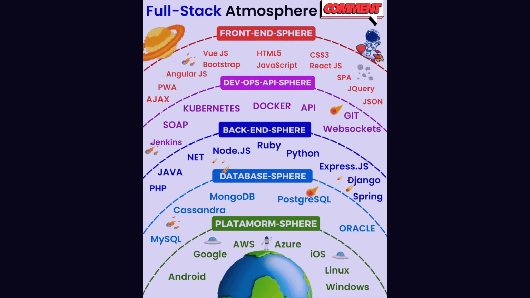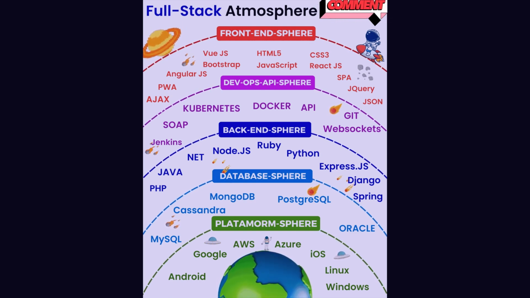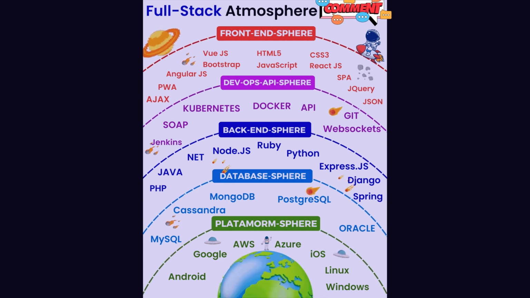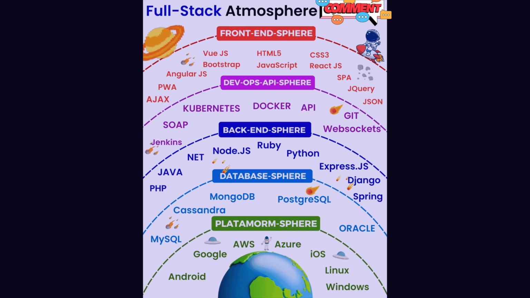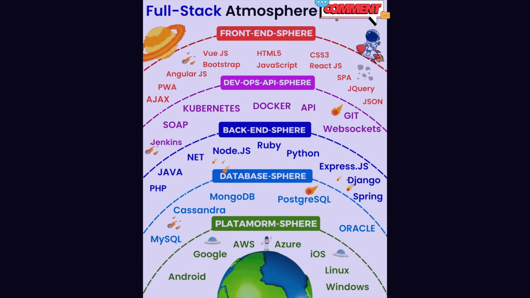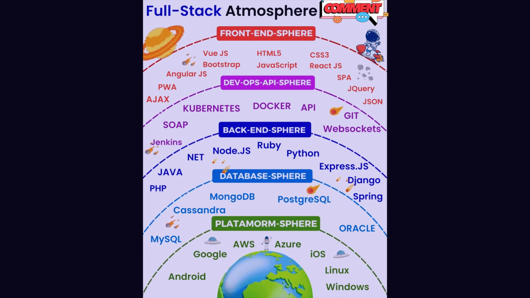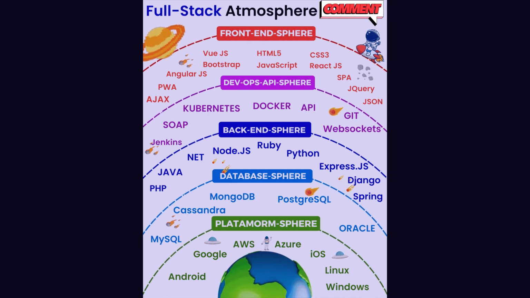Second thing is the DevOps API sphere. In this DevOps API sphere, once we develop these applications, the backend and front-end applications and all, we need to deploy them somewhere. For that we need to create a Docker image. We have to place this code in a repository like a Git repository, GitHub and all. And then we have to maintain the Kubernetes container. By using Docker we create a container, so we have to manage these containers.